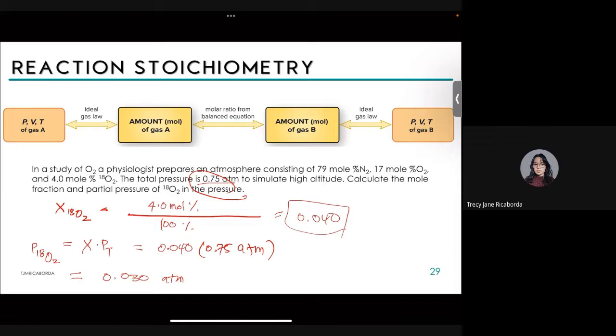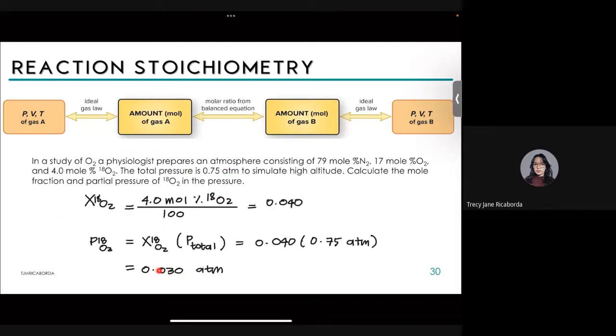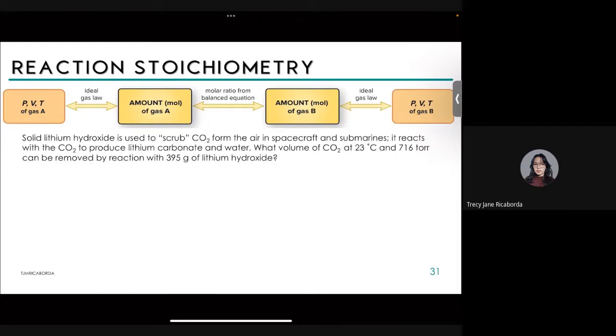Now let's see. Okay, let's see this example here. Solid lithium hydroxide is used to scrub carbon dioxide from the air in spacecraft and submarines. It reacts with the carbon dioxide to produce lithium carbonate and water. What volume of carbon dioxide at 23 degrees Celsius and 17716 torr can be removed by reaction of 395 grams of lithium hydroxide?